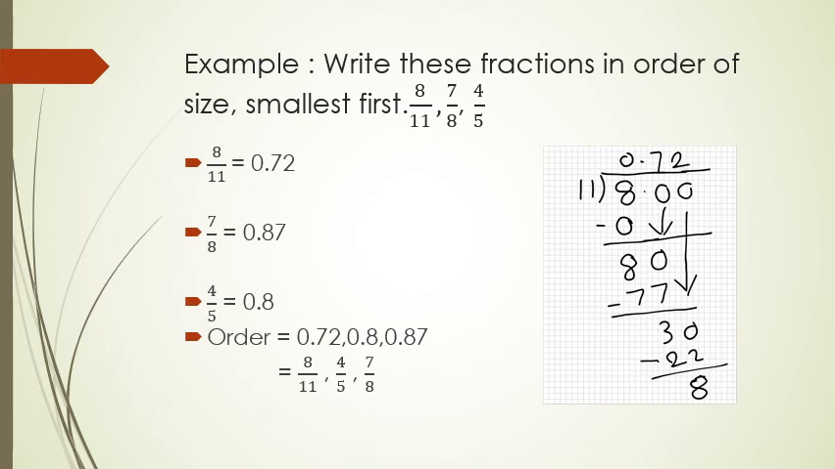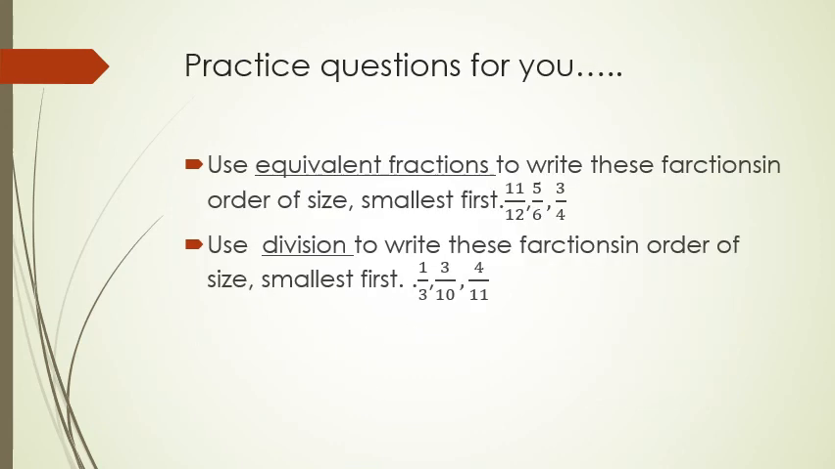These were the two methods of ordering fractions. Here some practice questions are given for you. Please do solve them. Use equivalent fractions to write these fractions in order of size, smallest first: 11 by 12, 5 by 6, 3 by 4. Use division to write these fractions in order of size, smallest first: 1 by 3, 3 by 10, 4 by 11.